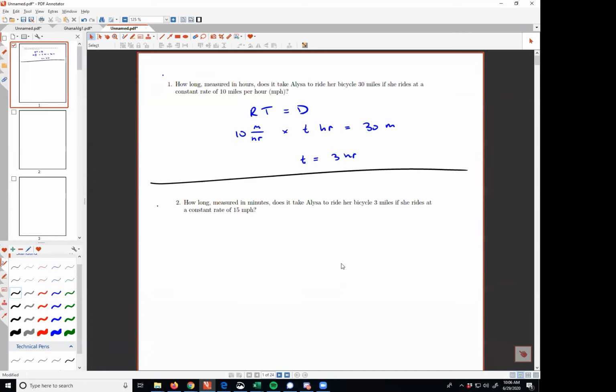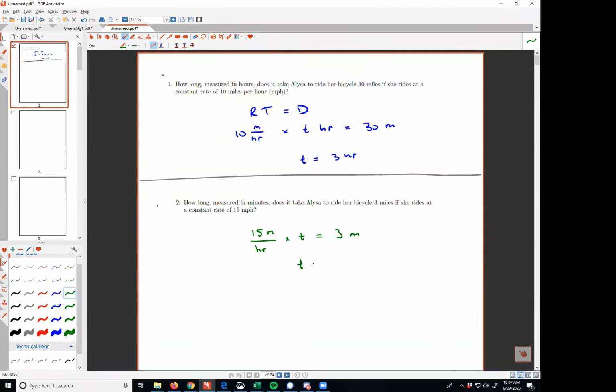How long, measured in minutes, does it take Alyssa to ride her bicycle 3 miles if she rides at a constant rate of 15 miles per hour? 10 minutes. 12 minutes. I got 12 minutes. Oh, yeah, my bad, 12. Rate times time equals distance. And we can solve and find time is 1/5 of an hour, but we're asked about minutes, so we can multiply by 60 minutes per 1 hour, cancel out the units that we don't want, and we get 12 minutes. Okay, so far so good.